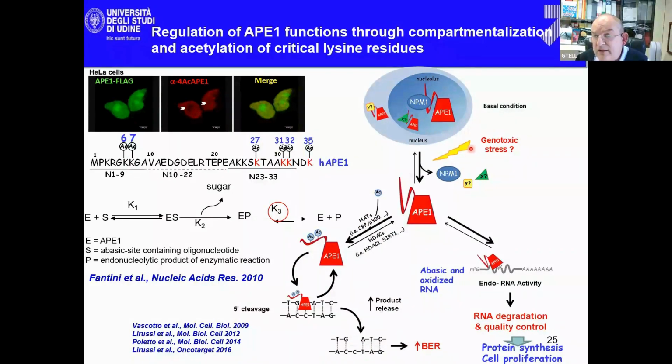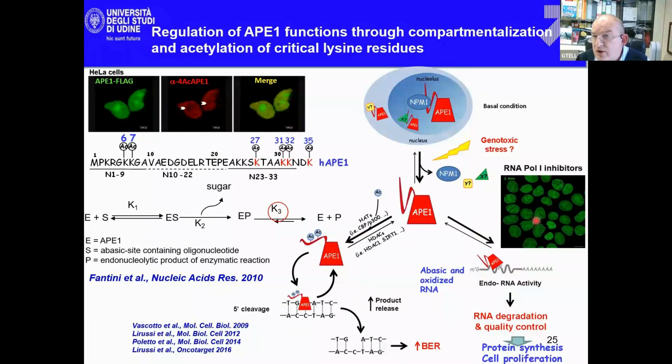Thus, we believe this is a mechanism through which the base excision repair pathway can be activated upon damage. But under conditions in which acetylation is removed, the protein changes its substrate from DNA to RNA. In this condition, the protein is able to cleave abasic and oxidized RNA, therefore being involved in RNA degradation and quality control, leading to the control of protein synthesis and cell proliferation.